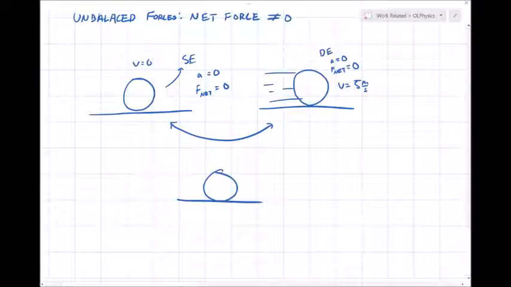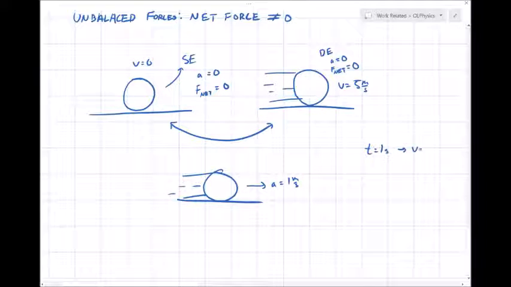And it gets faster and faster and faster, right? V is not constant. The acceleration is constant. Let's say acceleration is like 1 meter per second squared. So after 1 second, right, it's moving at a velocity of 1 meter per second. After 2 seconds, it's going at a velocity of 2 meters per second, and so on.